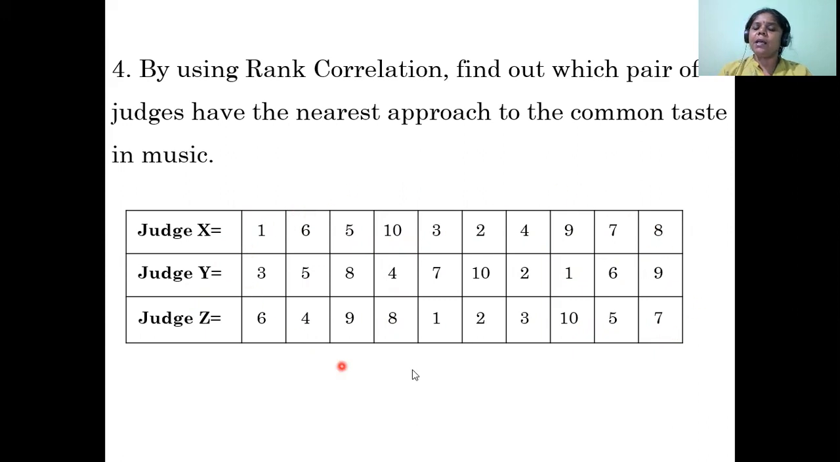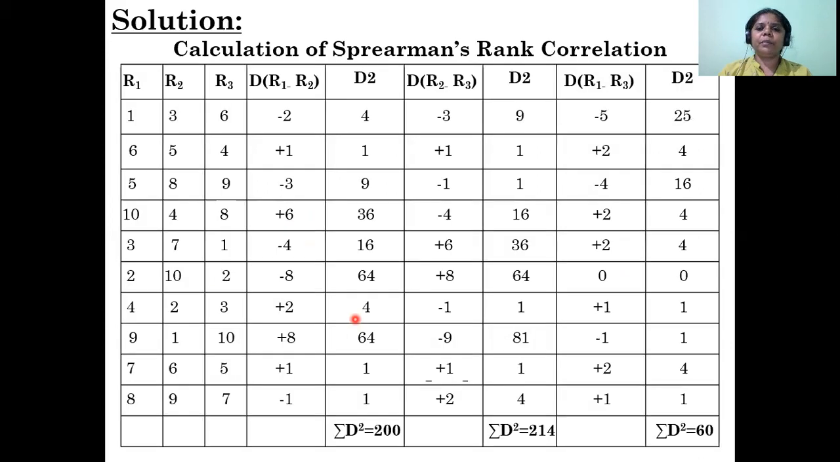See, this is the second method of problem, when ranks are given. For this problem, let us see how to find out the correlation. So these are three judges, R1, R2, R3. If three judges are there, we have to make these columns: D, that is R1 minus R2, and for this we have to make D square.